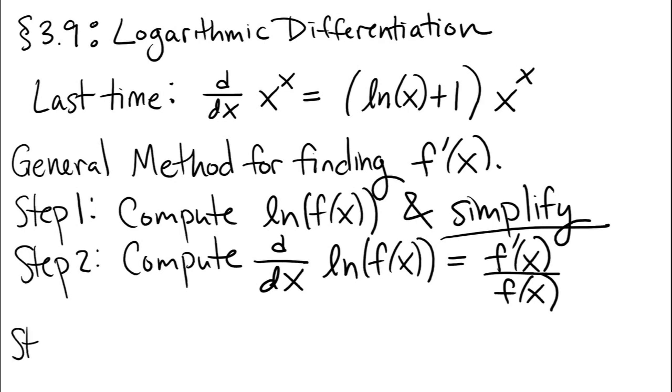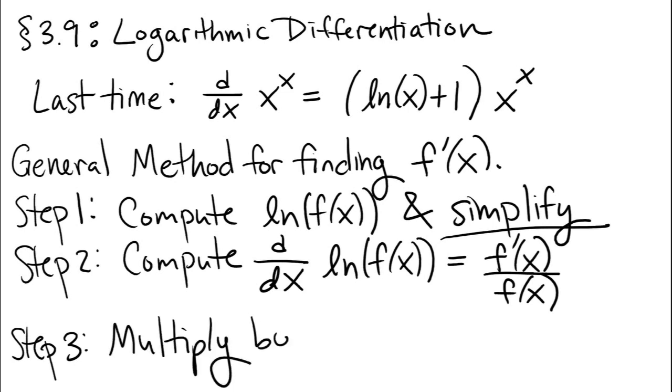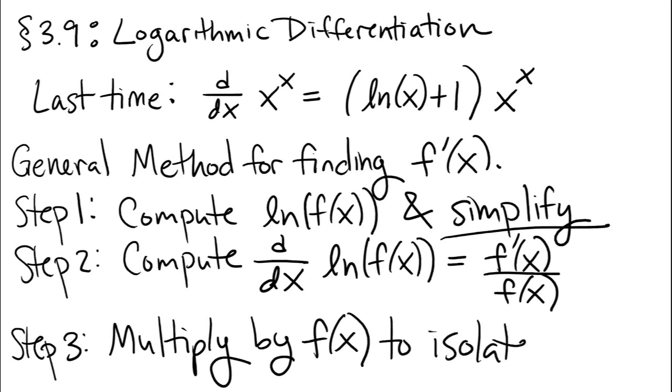And then finally in step 3, we're going to multiply. We always multiply by the original function f of x, because that clears out our denominator. We isolate f prime. And since f prime is what we were looking for in the first place, we're done.